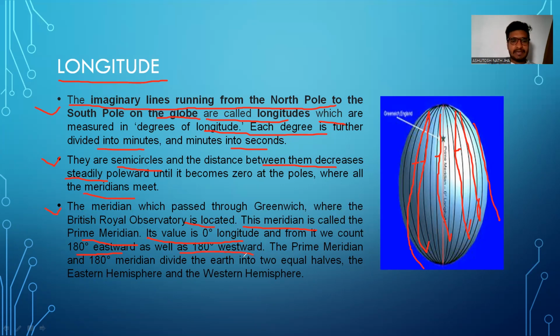And then, the Prime Meridian and the 180 degree meridian divide the earth into two equal halves, the eastern hemisphere and the western hemisphere. So each hemisphere has 180 degrees.